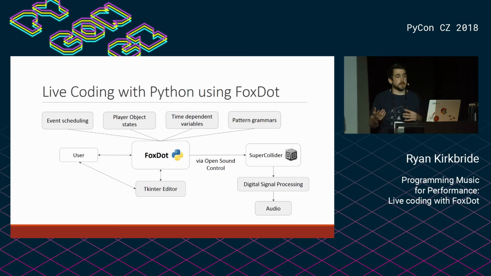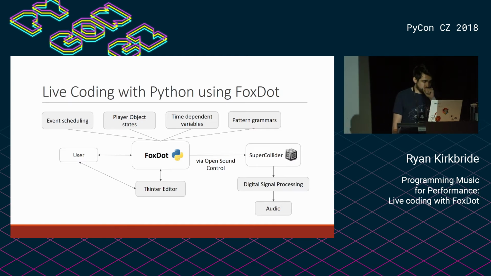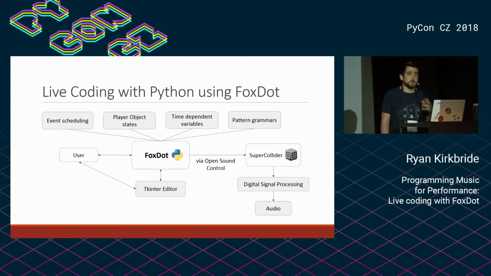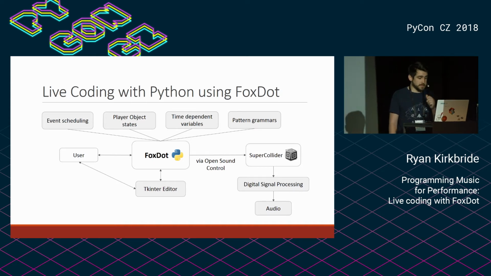So here's a system diagram of what FoxDot does. FoxDot is just a Python library that you can use in your own projects or anything. But it also comes with an editor which you can live code with, written in tkinter. But you can use other editors like Atom or Emacs, things like that. You can configure it that way.